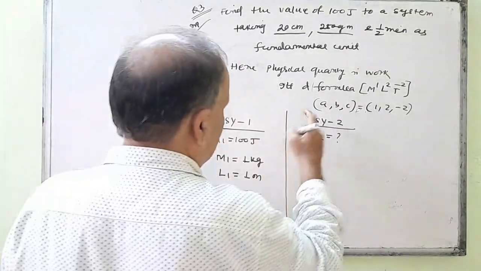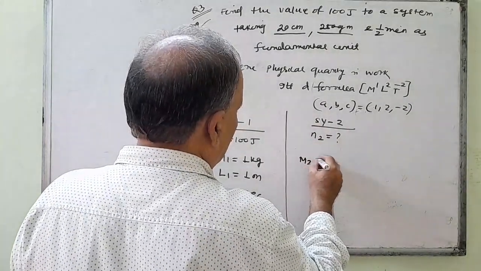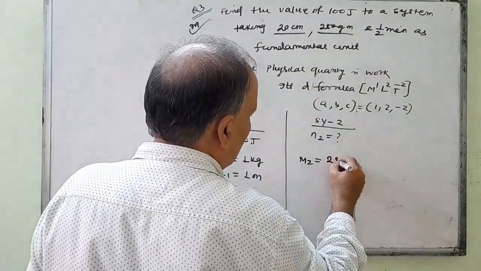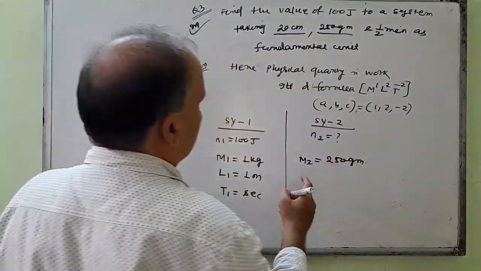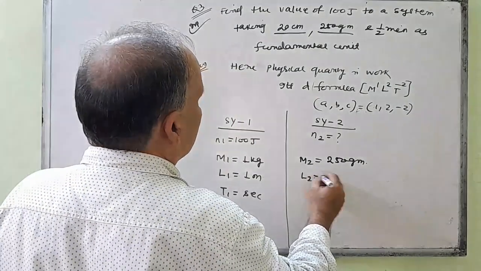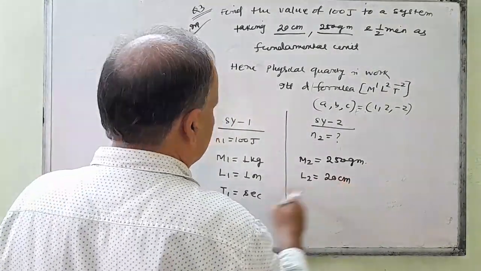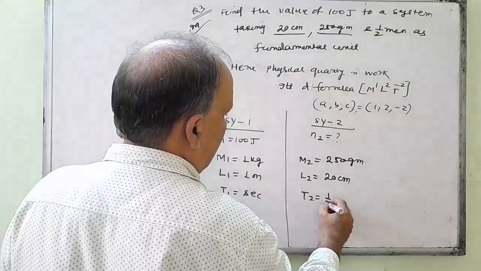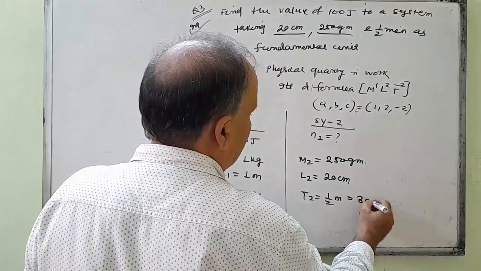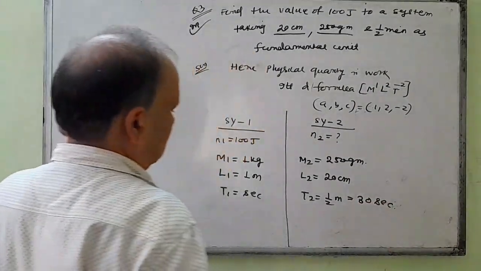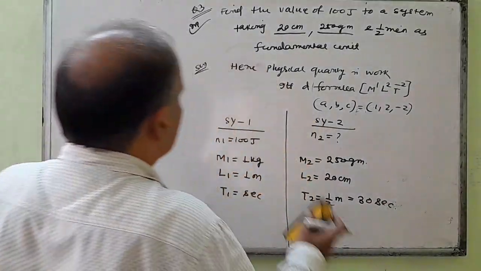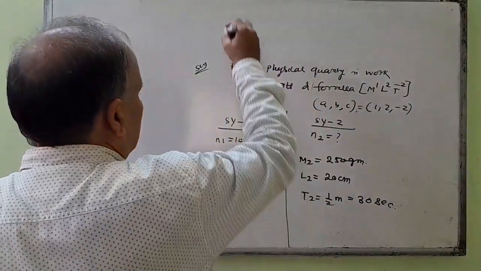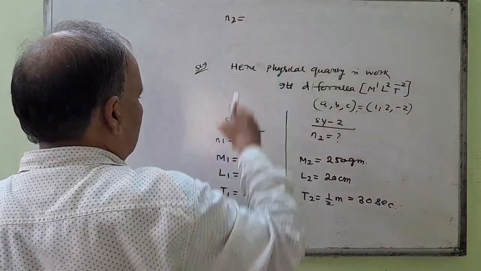Here in system 2, you see, M2 is equal to, you don't write 1 gram, you write 250 gram. L2 is equal to 20 centimeter, don't write 1 centimeter. And T2 is equal to half minute, that is equal to what? 30 seconds. So, applying the formula, you write N2 is equal to N1.